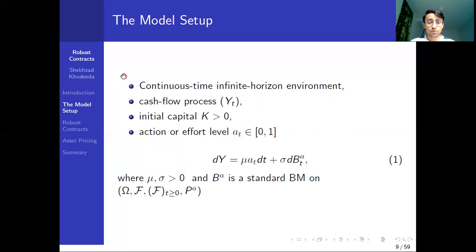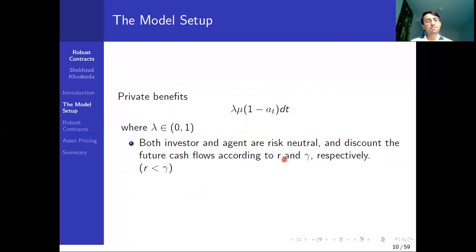It's the dynamics of the cash flow that consists of the drift term and the volatility term, or the diffusion term. And dB_t is a standard Brownian motion on a filtered probability space that consists of the state space and filtration, and P^a is a probability measure with respect to the effort level. The agent derives private benefits from the action a_t, where lambda is between 0 and 1. Both the principal and the agent are risk neutral, and they discount the future cash flows: for the principal it's r and for the agent it's gamma.